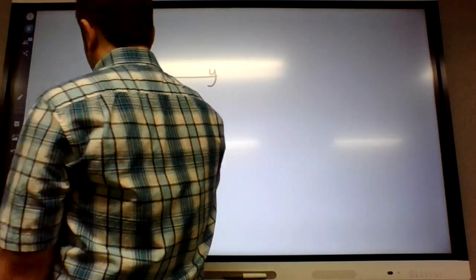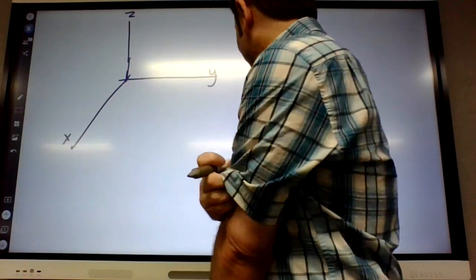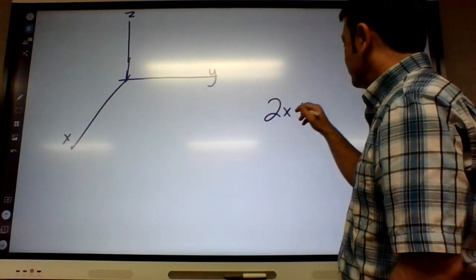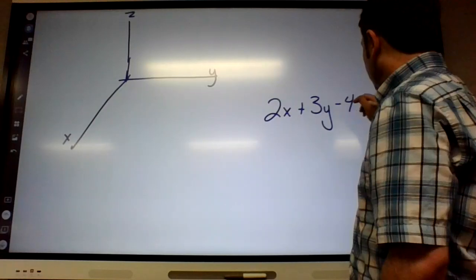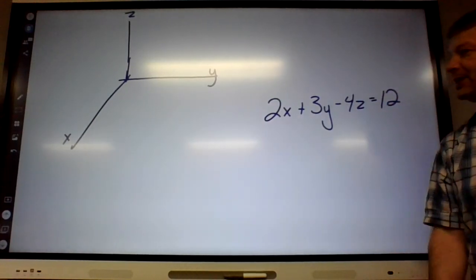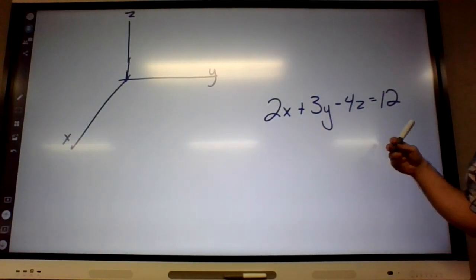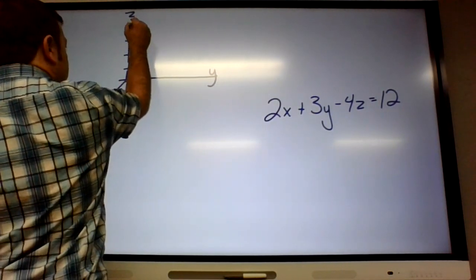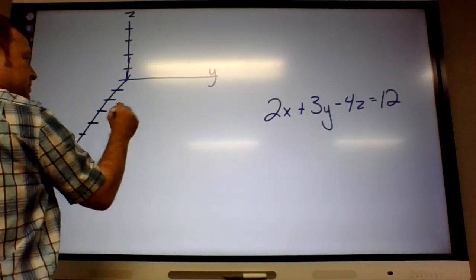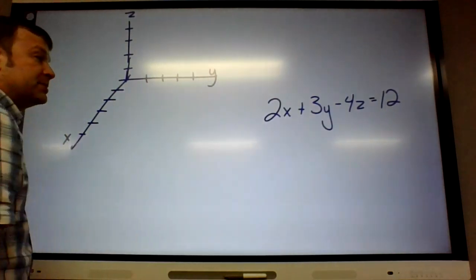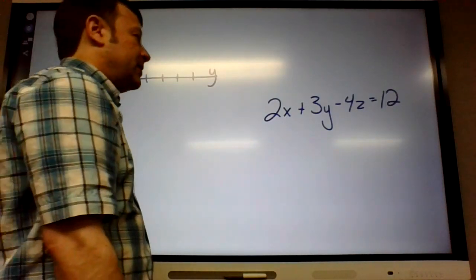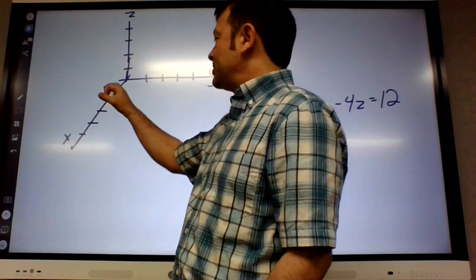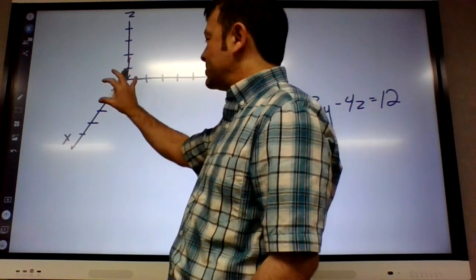Okay, so today we're talking about the equations of planes. And the equation of a plane on a 3D axis would look something like this. And to draw it, we're just going to be figuring out what the x, y, z intercepts are, and then use that to help us draw. So what would the x-intercept be? Well, the x-intercept is going to be somewhere on this line, right? Where the plane hits this line.